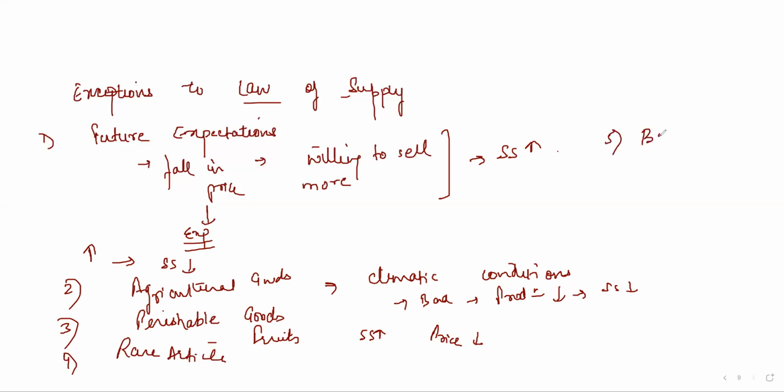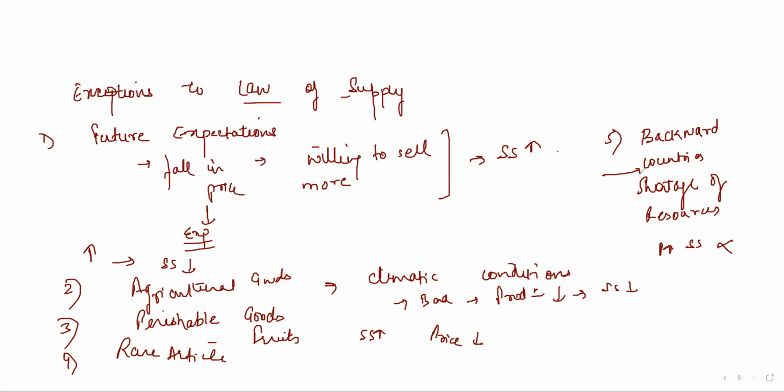The last I'm going to take is backward countries. Especially I'm talking about economically backward countries, where the production and supply cannot be increased with the rise in price. That means even if the people are willing to pay more, you cannot increase production. Why? Because there is a shortage of resources. So because of the shortage of resources, even if some people are willing to pay more, the supply cannot be increased. In this kind of situation, the law of supply does not apply.